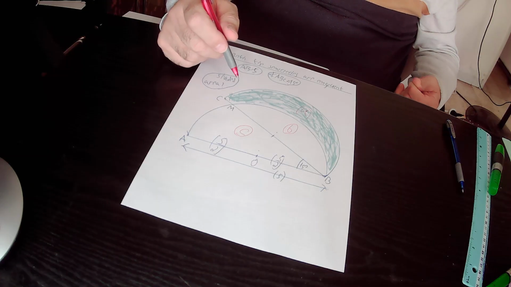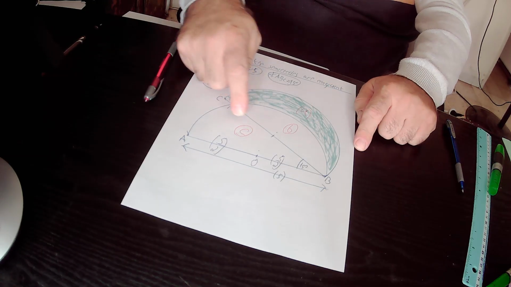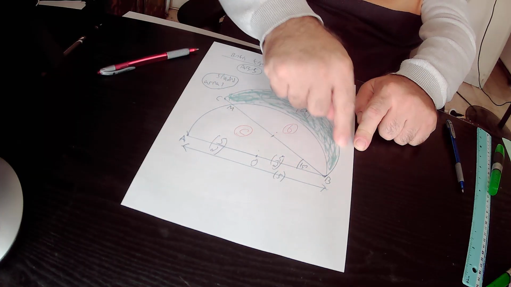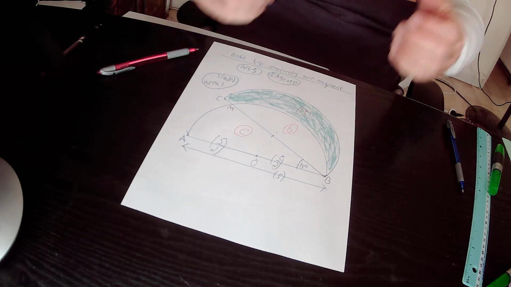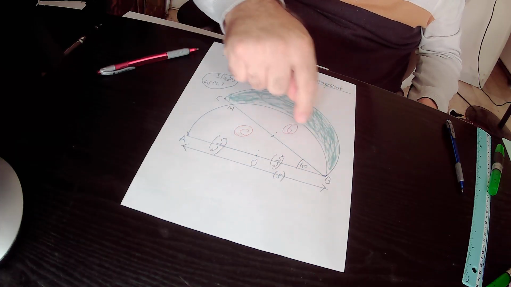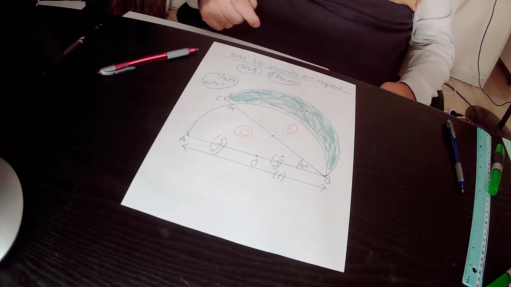It has been given in the question that those two semicircles can go into each other. That is to say, this semicircle AB can go into this semicircle CB. And because those two semicircles can go into each other, they must also have the same areas. That is to say, the area of this semicircle AB is equal to the area of this semicircle CB. So I write it down.